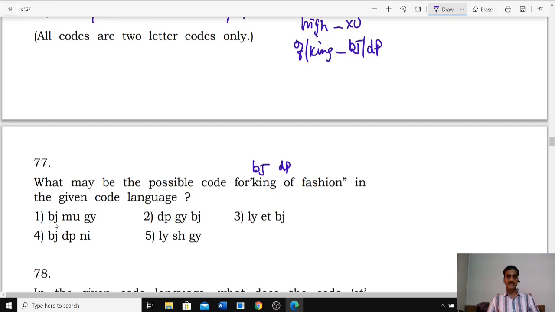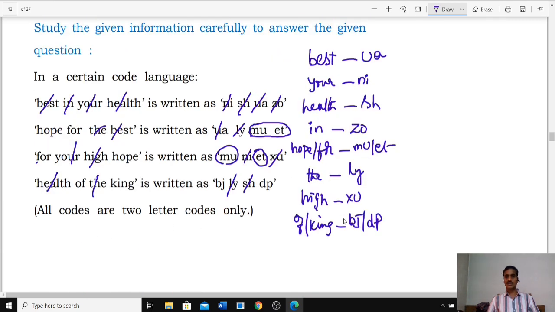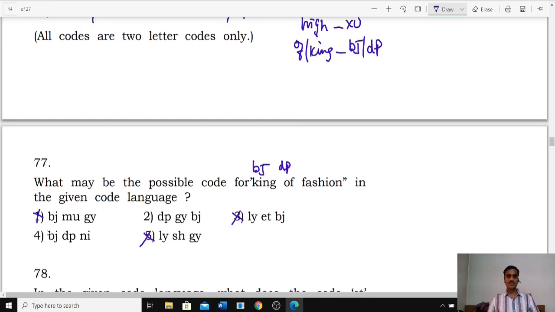BJDP, choice one is ruled out. BJDP, this is ruled out. Consider 2 and 4. BJDP for fashion could be GYA or NIA. Here NIA is already the code to your, so that is not our answer. Hence choice 2 is the answer. BJDP, GY can be the code to the word king for fashion and tone.